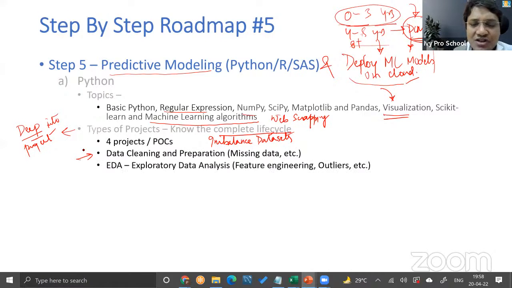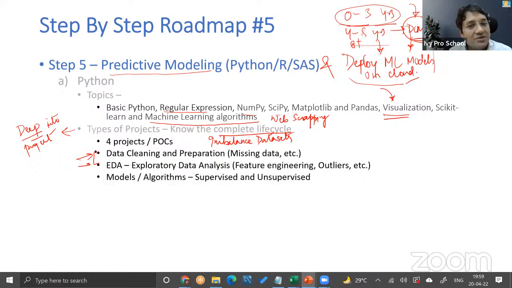Exploratory data analysis, feature engineering, outlier treatment, extremely important. I can't emphasize it enough. Very, very important. You can't really claim that you know machine learning models without having done these 2 steps in detail, right? In our IB program, we specifically emphasize a lot on these 2 things. Very, very important things. Then comes the model building.